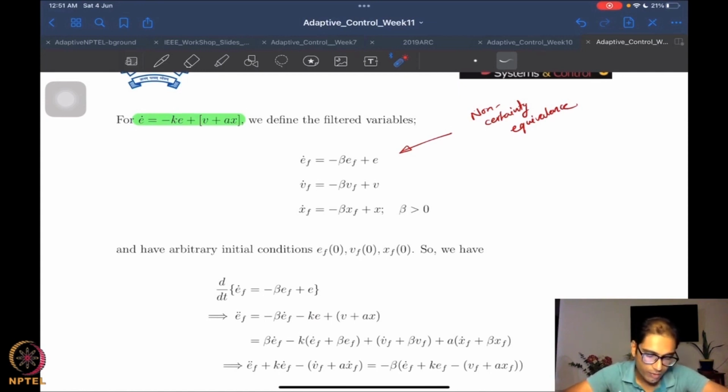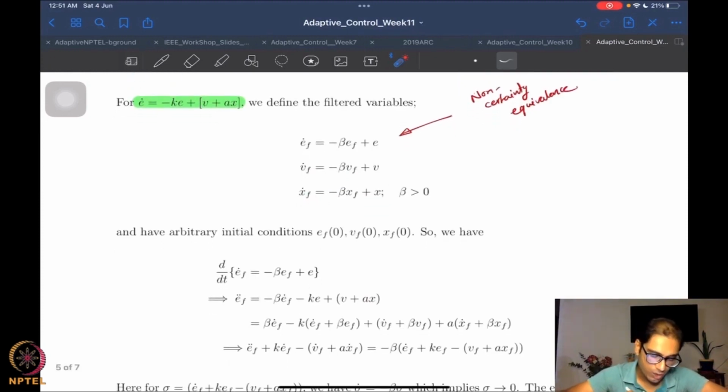So therefore, I create a filter for E, V, and X, and the filters are very straightforward. It's a standard low pass type filter. Basically, it is like EF dot is minus beta EF plus E. For the same beta, you create three filters. VF dot is minus beta VF plus V. XF dot is minus beta XF plus X. And the initial conditions are chosen to be arbitrary. We don't have to worry about what the initial conditions are.